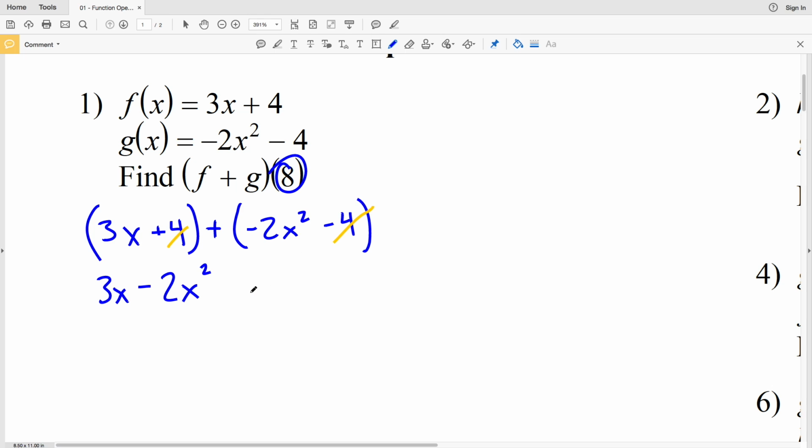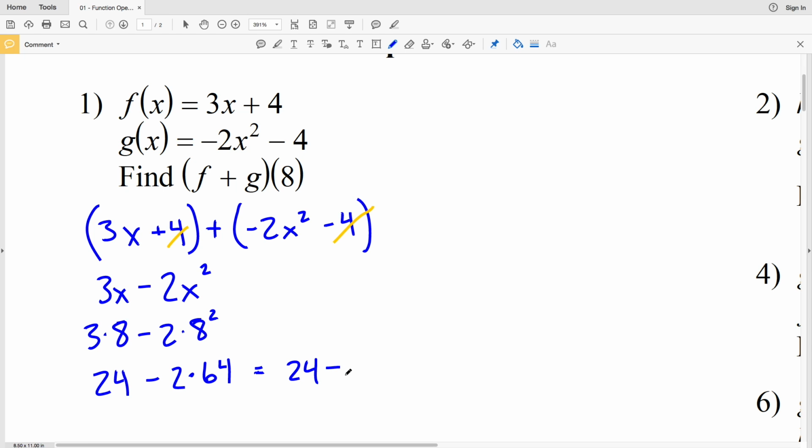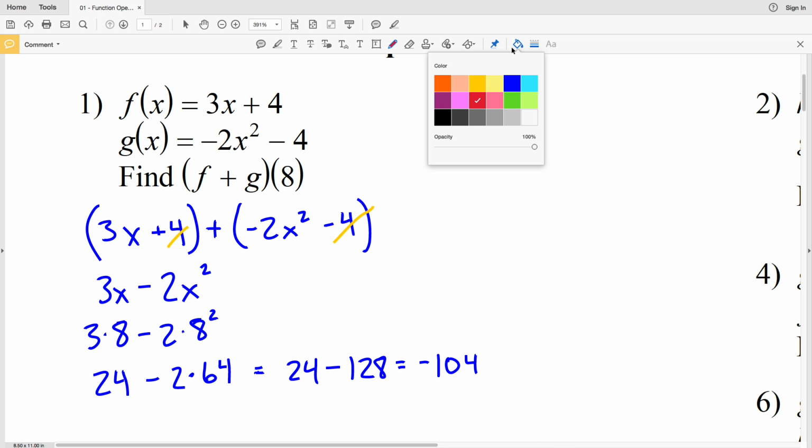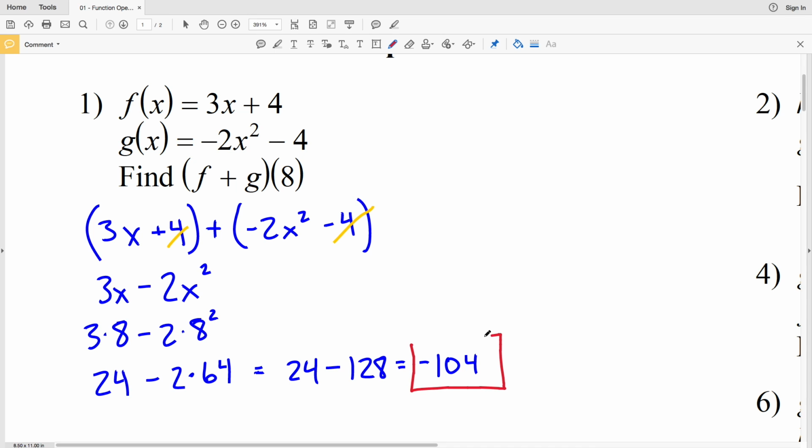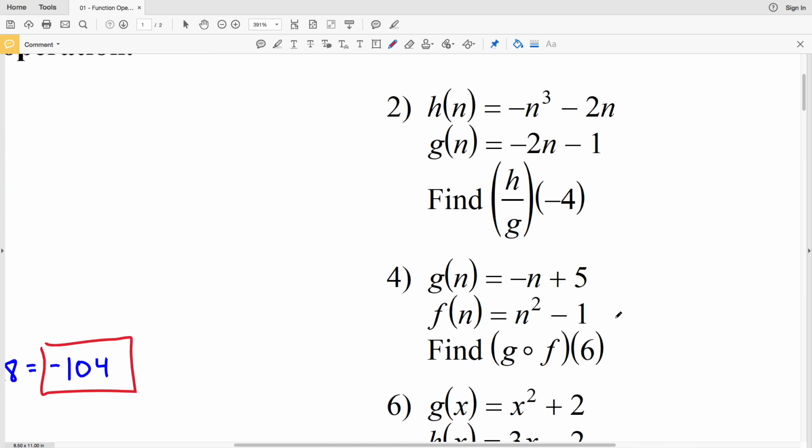Now I'll plug in my 8 for x. So I'll have 3 times 8 minus 2 times 8 squared. 3 times 8 is 24, and we're going to be subtracting 2 times 8 squared, which is 64. 24 minus 2 times 64 is 24 minus 128, which is going to be equal to negative 104. So negative 104 is our solution in number 1. Let's move on to number 2.